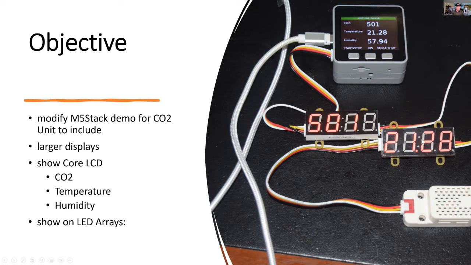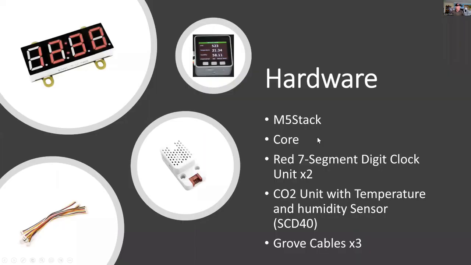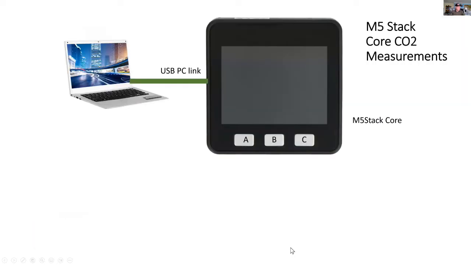And on the LED array, I'll be showing the carbon dioxide and the temperature. So for the hardware, I'll be using an M5Stack core, 2 of the red 7-segment digital clock displays, and that's in a unit. And I'll also be using the carbon dioxide unit that has temperature and humidity sensors also. And we hook everything up with Grove cables. And this is how it's put together.